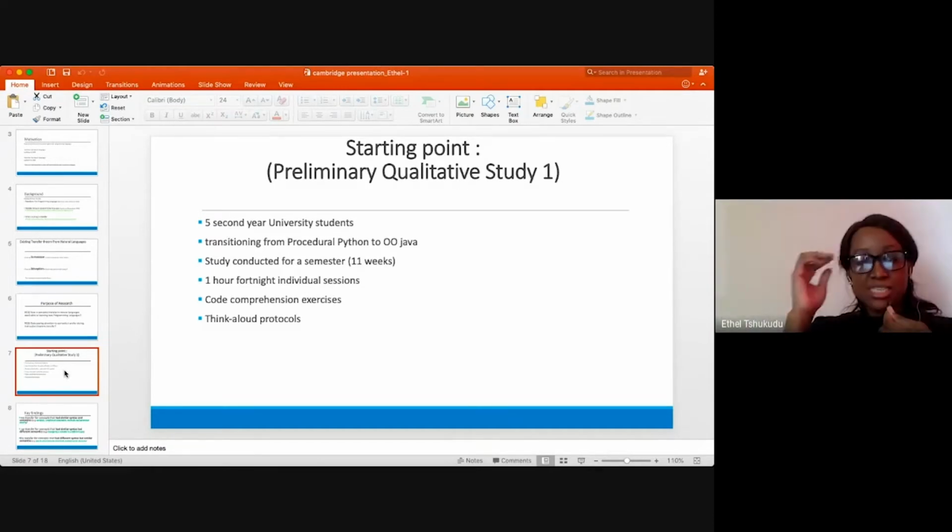So I had a qualitative study with only 5 participants at the university. They were doing second year. They had learned procedural Python, so they had no idea about objects, and they were just starting in their second year to learn object-oriented Java. So the study went on for 11 weeks. I was meeting them individually on 1 hour basis, just talking through Java code and letting them go through it line by line and try to explain what they think it means.